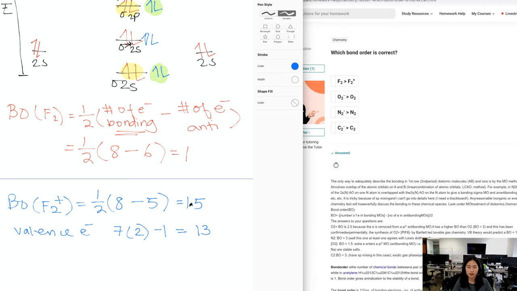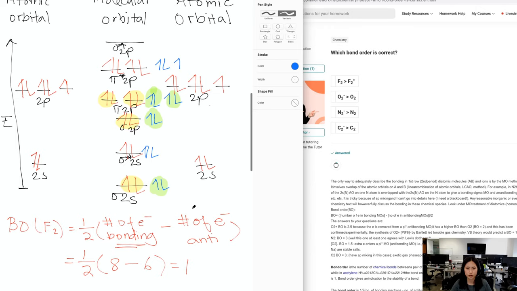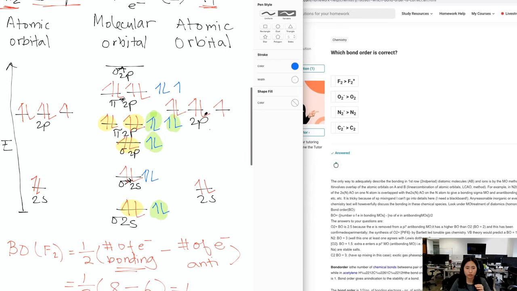And then, because I'm on this topic, how do you identify whether something is paramagnetic or diamagnetic? I know this topic has nothing to do with this question, but because I'm going over the molecular orbital theory, for paramagnetism, if you have an unpaired electron, say for example this blue one right here, which is unpaired, that means F2 plus is actually paramagnetic. If you have unpaired electrons, it's paramagnetic. And if you have paired electrons, which is found in F2, it's diamagnetic.